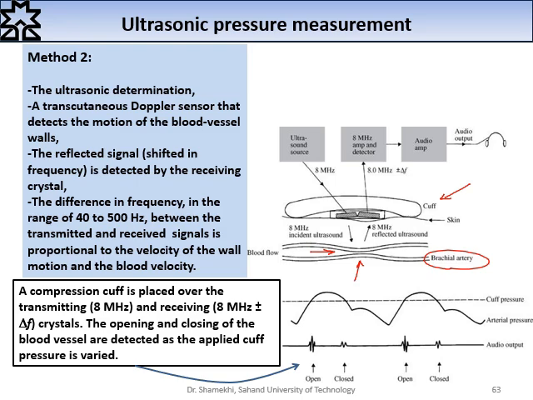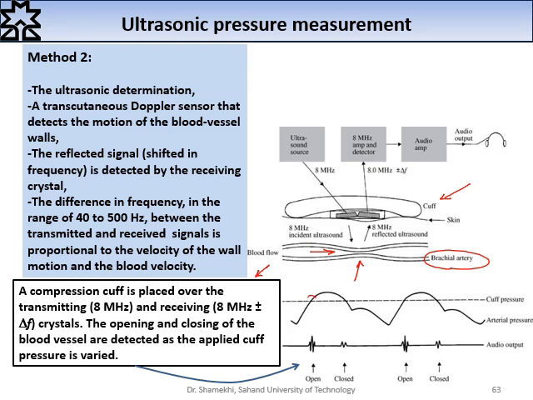Also, in this box, we talk about the cuff and the pressure. As you can see, a compression cuff is placed over the transmitting and receiving crystal. The opening and closing of the blood vessel and the orifice are detected as the applied cuff pressure is varied.